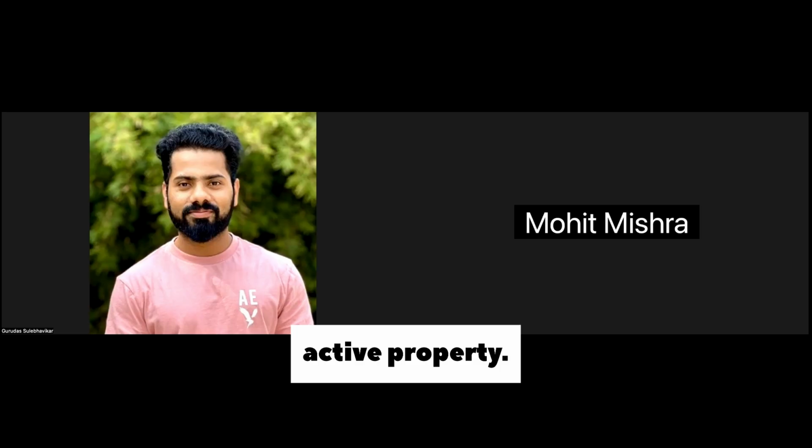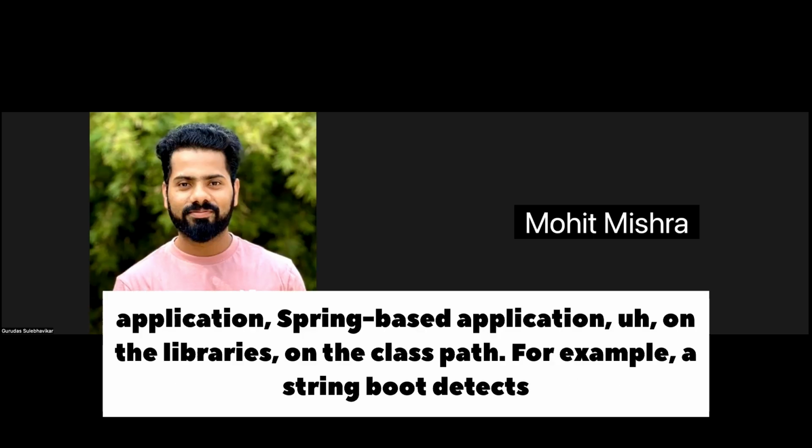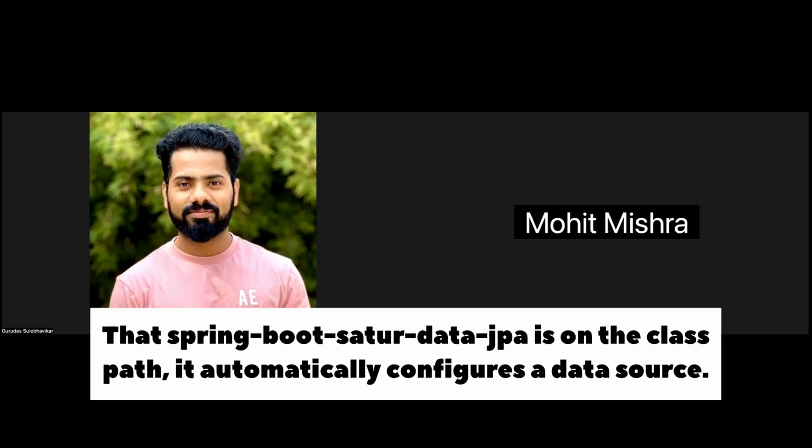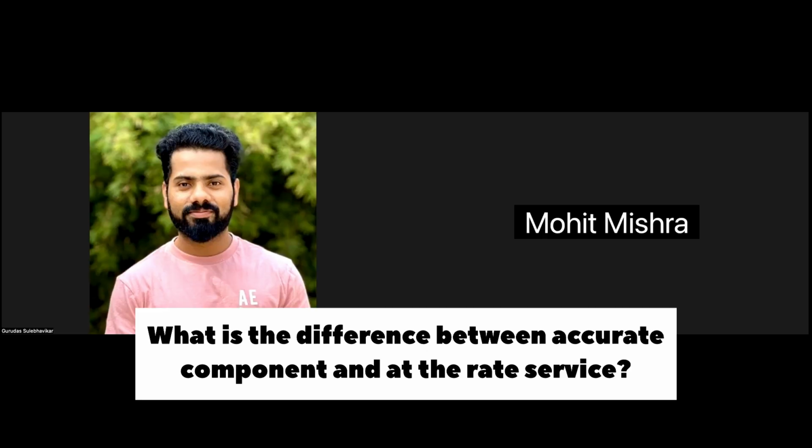Explain the concept of Spring Boot auto configuration. Spring Boot auto configuration attempts to automatically configure our Spring based application based on the libraries on the class path. For example, if Spring Boot detects that spring-boot-starter-data-jpa is on the class path, it automatically configures a data source and entity manager factory for us. What is the difference between @Component and @Service?